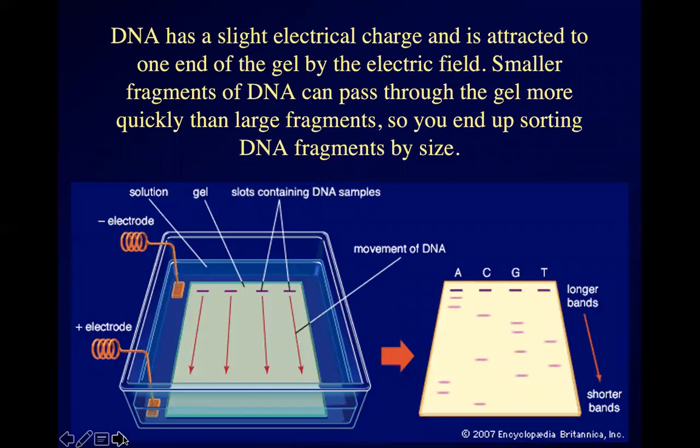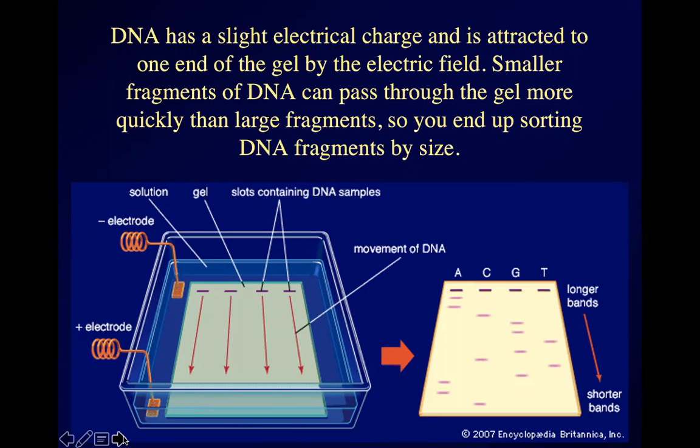And DNA has a slight electrical charge, and it's attracted to one end of the gel by the electrical field. So DNA gets physically pulled through the gel. Small fragments of DNA pass through more quickly than large fragments. So what you end up doing is sorting all of your DNA fragments by their size. So we can use this to measure the size of pieces of DNA.